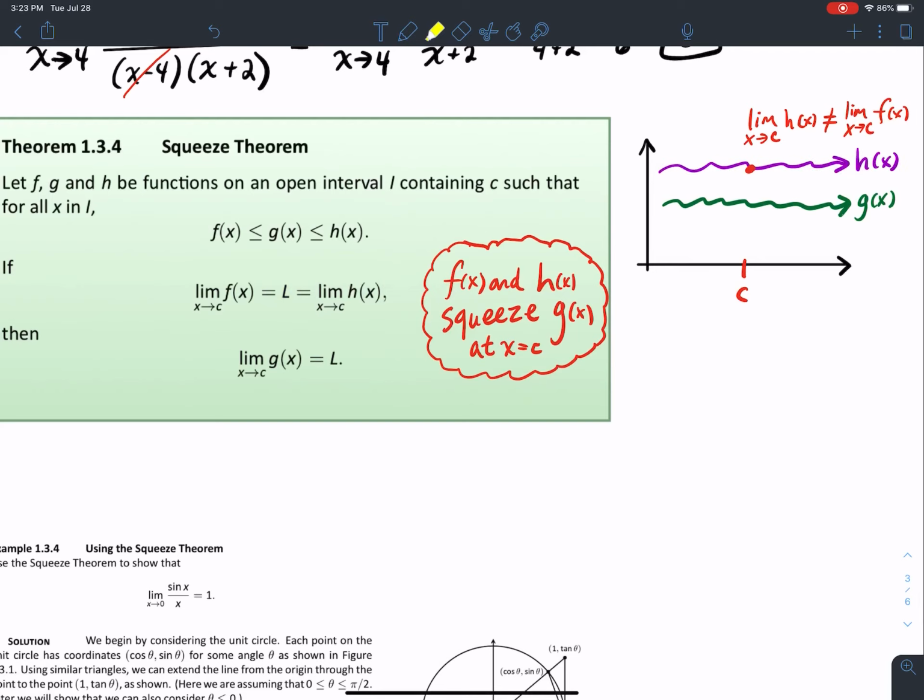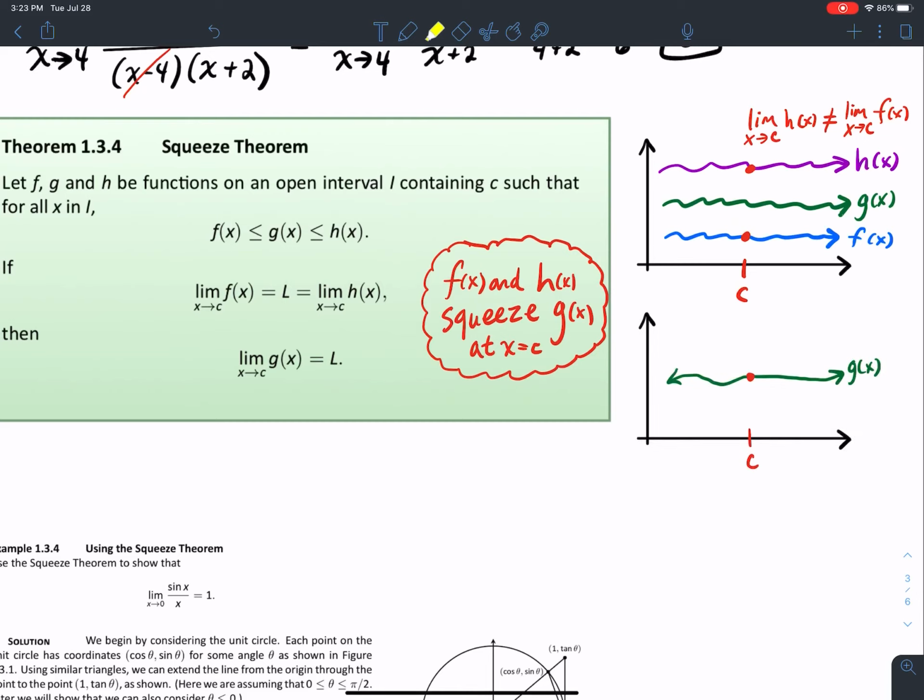If it's not true, say you have some h of x that's bigger, right? So maybe it's like 5 up there, and then some f of x that's lower, maybe that's like 1 down there, right? So those limits clearly at c, those are not equal to each other, okay? Then what does that tell us about g of x at c? Well, that doesn't tell us anything about it. Even though g of x is between these two, all it tells us is the limit is somewhere in this range here. That's all it tells us. It doesn't tell us exactly what it's equal to.